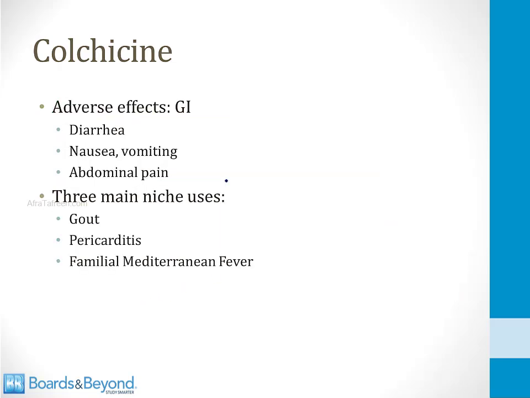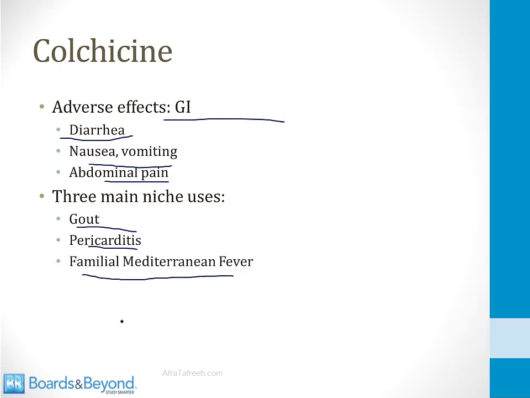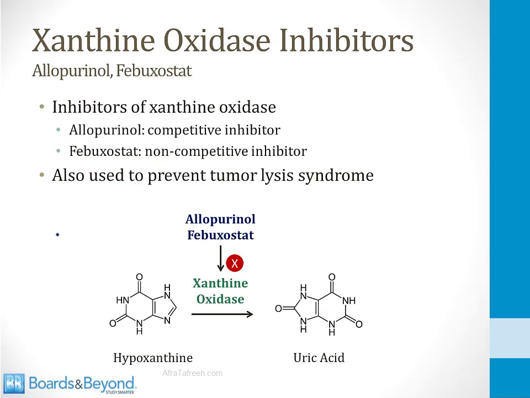The main problem with this drug when you use it clinically is the GI side effects. Many patients develop diarrhea, nausea and vomiting, or abdominal pain. And colchicine really is a drug that just has a couple of niche uses, which is high yield for you to remember. So it's used in gout, it's also used in pericarditis, and it's also used in a rare disorder called familial Mediterranean fever.